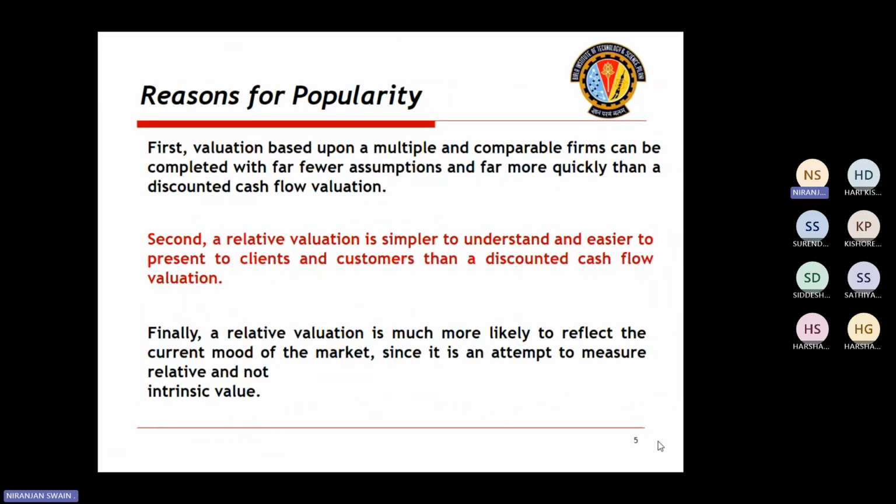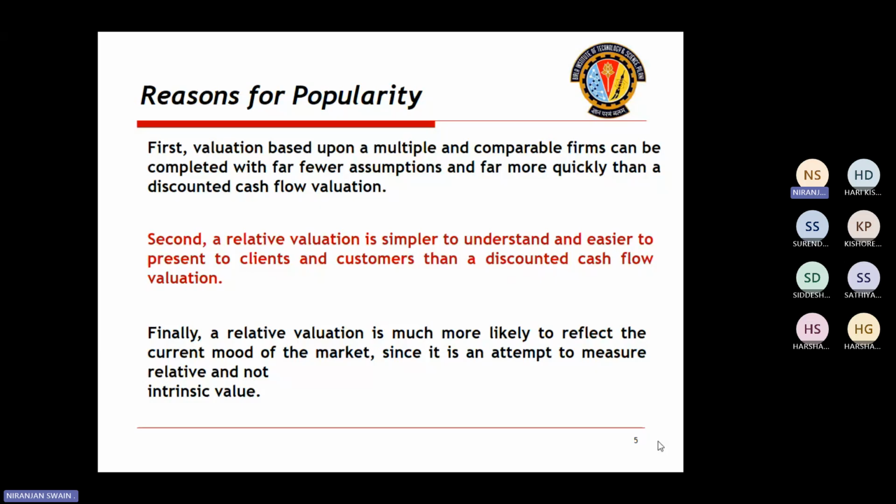What is the reason for this popularity? First, valuation based on multiples and comparable firms can be completed with few assumptions. Unlike in DCF, where you have to calculate so many things, the payout, dividend, leverage, all these things, here it is few assumptions. And you can do it far more quickly than discounted cash flow valuation. Second, relative valuation is simple to understand and easier to present to clients and customers than discounted cash flow. The growth rate and all that is more complex.